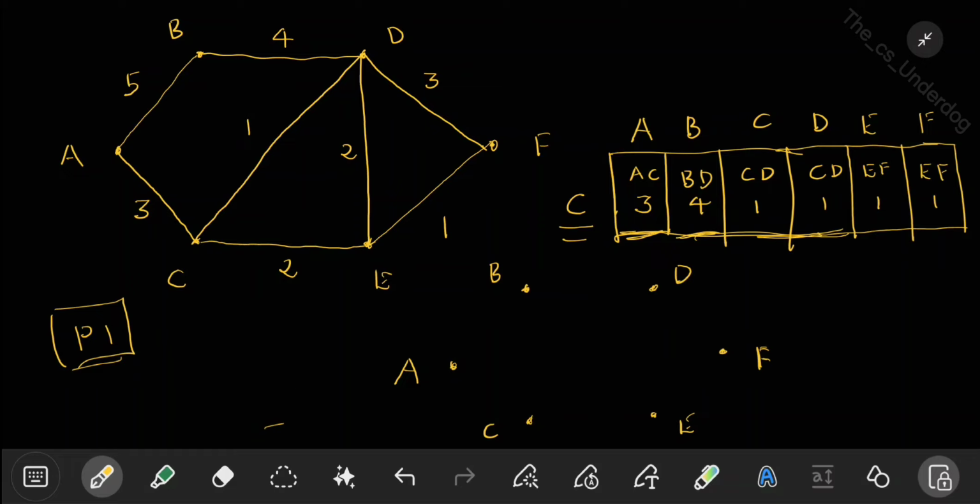The last edge to consider is DF. In DF, this edge is having value 3, that is the weight 3. D and F, both vertices are having value lesser than 3, which means you don't have to alter anything.